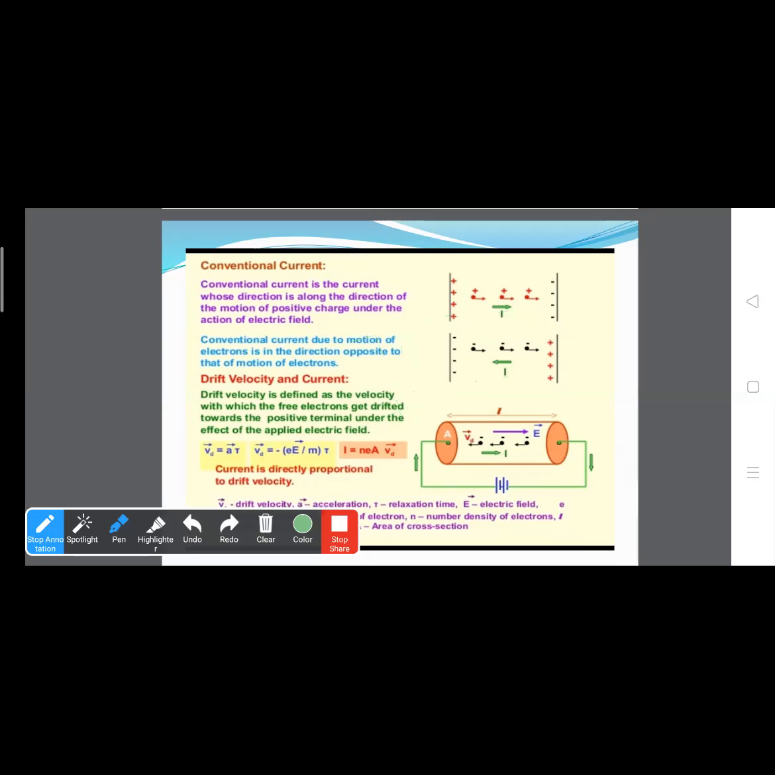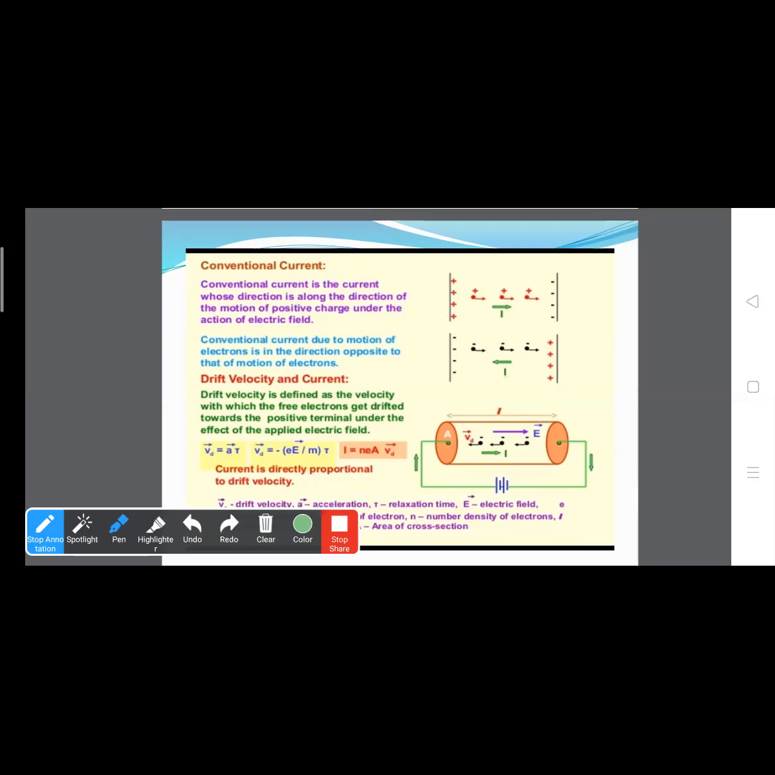A metal conductor has a large number of free electrons. We already know that. At room temperature these electrons move at random with some velocity, and this velocity is called thermal velocity. As we have already discussed, the sum of the thermal velocities is zero. Clear? The average thermal velocity in a conductor is zero in the absence of an electric field.